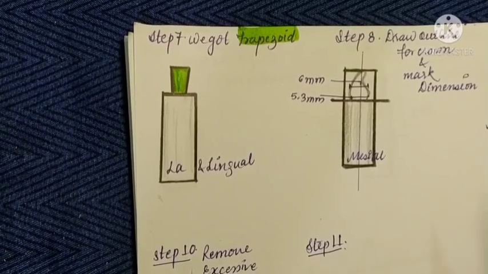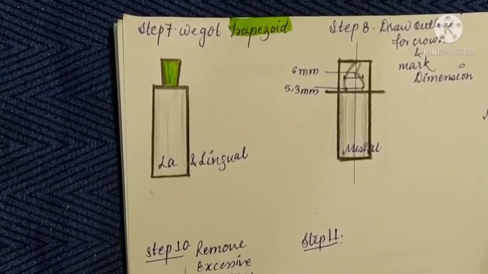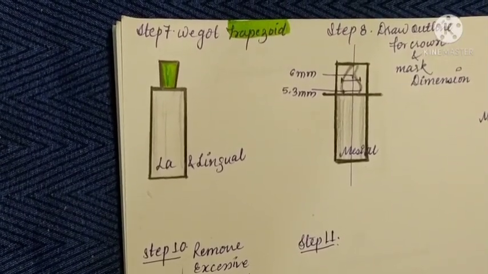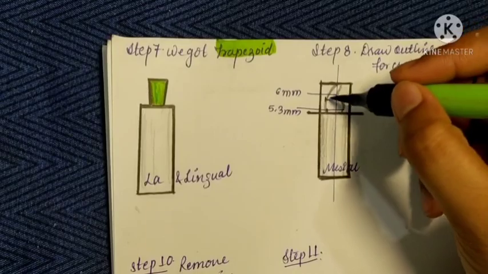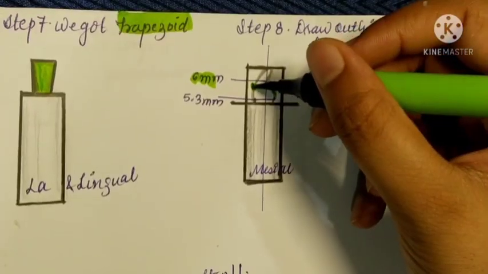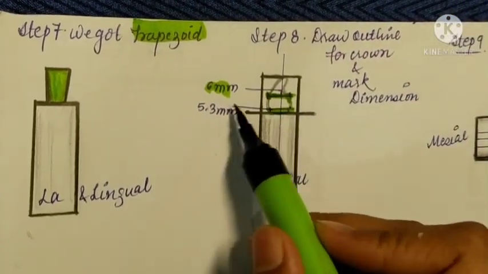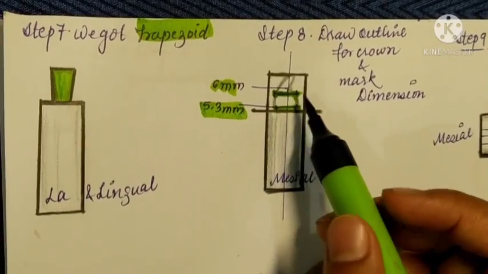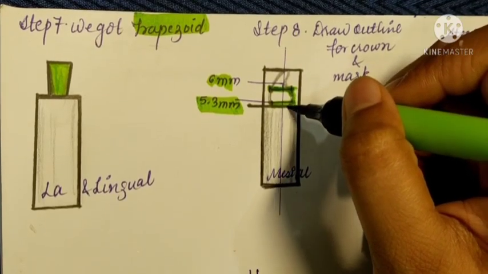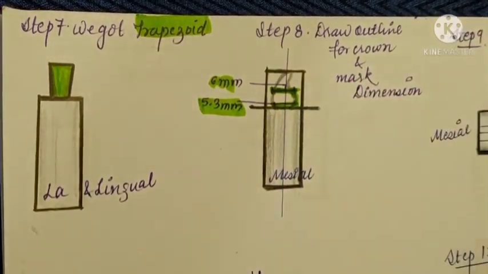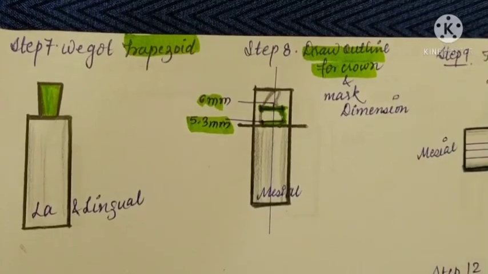Now when we move to our next step, after getting the trapezoidal outline, we have to draw an outline for the crown in mesial and distal, both the sides. So I am telling about the mesial side. As you know, the labiolingual dimension at the crown is 6 mm. This is the labiolingual dimension at the crown, and this is the labiolingual dimension at the cervix. At the cervix it is 5.3 mm and at the crown it is 6 mm. So here you can see the shape like this. Here it's smooth, that is 6 mm, and here it's less because it's 5.3 mm. So in this step we have drawn the outline for the crown.